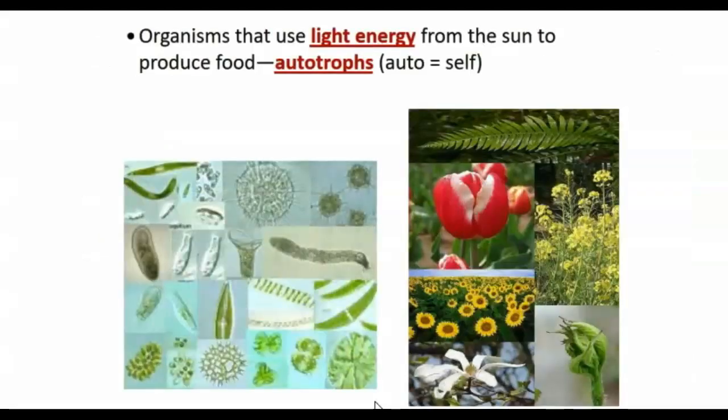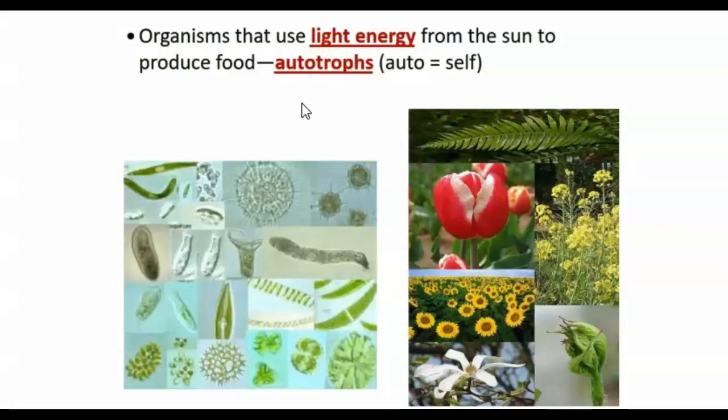First thing we need to talk about is the term autotroph. Auto meaning self. Autotrophs are organisms that can take the sun's energy and produce their own food. Examples here would be plants and some other microorganisms like bacteria and protists. So plants can take the sun's energy and turn it into food for itself.